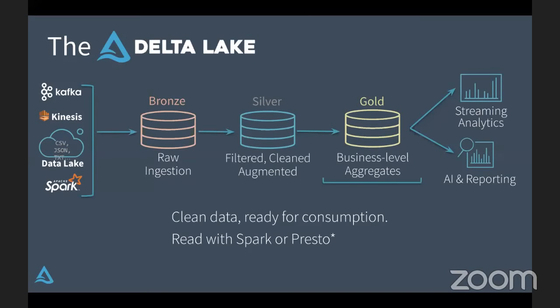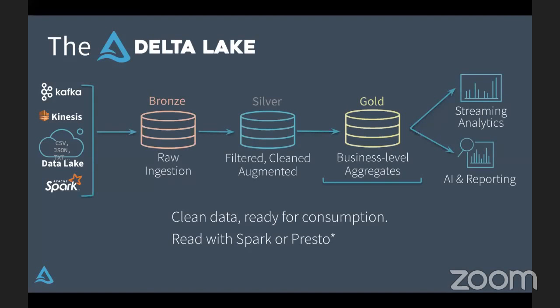And then once you're good to go, you've got business level aggregates, you've got clean data for consumption. It's now ready to read with Spark or Presto. Actually, the star is there. I should have removed the star, but the call out is that as of Delta Lake 0.5.0, we've included the ability to create manifest files. And with those manifest files, both Athena and Presto are able to read a Delta Lake table as well.